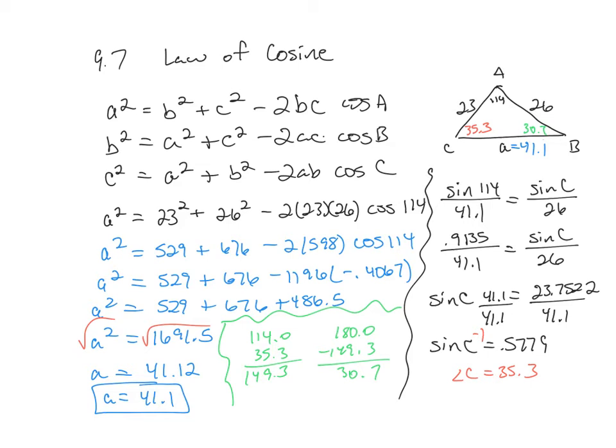Okay, so all that work, does my answer even make sense? So remember, the biggest angle should be across from the longest side, and so on. You should be able to work your way down. So 114 is the biggest angle, 41.1 is the longest side, so that works. The next largest angle is 35.3. 26 is across from that. That's in between 23 and 41, so it all makes sense.